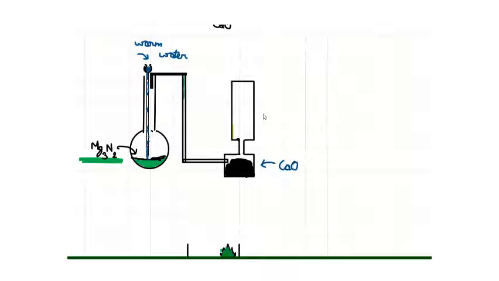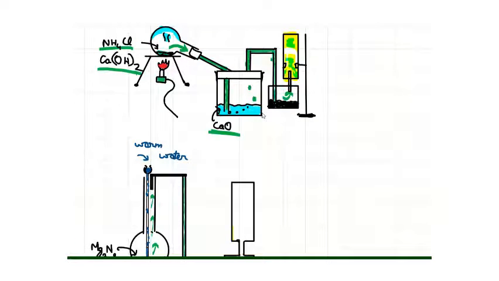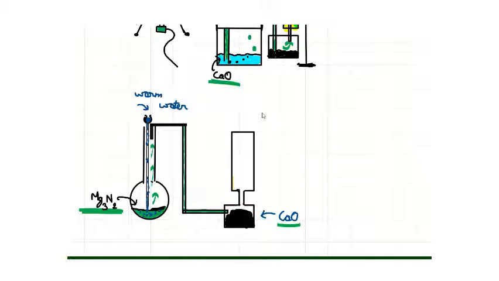When this happens, a reaction takes place due to which NH3 or ammonia gas is produced. This ammonia gas rises up into our delivery tube and enters a chamber. Just like the previous example, this chamber contains some drying agent, specifically calcium oxide, as we have seen in the previous example. Now, since ammonia is lighter than air, it's collected at the top part of this flask, whereas air settles at the bottom.